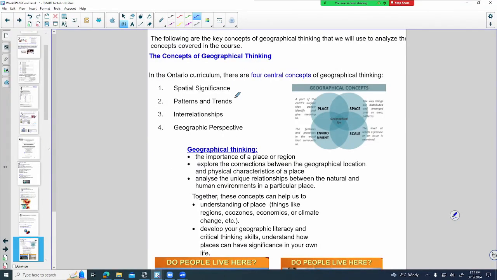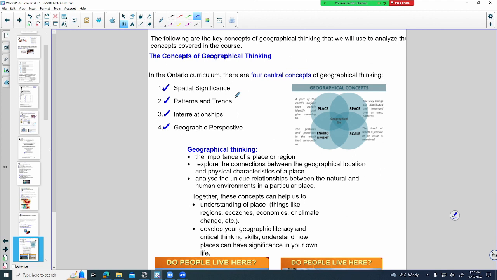So let's look at the key concepts of geographical thinking, which we will use to analyze the concepts covered in the course. In the Ontario curriculum, there are four central concepts of geographical thinking. Number 1, spatial significance; number 2, patterns and trends; number 3, interrelationships; and number 4, geographic perspective.